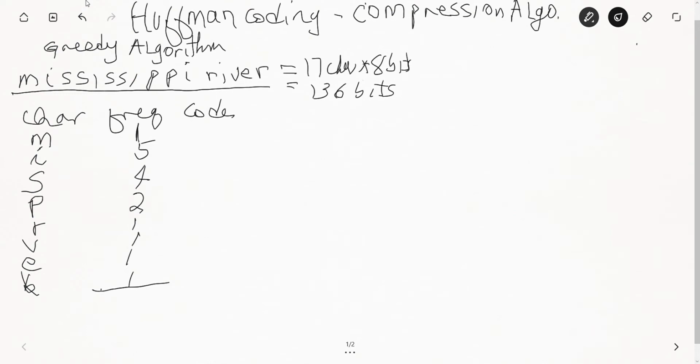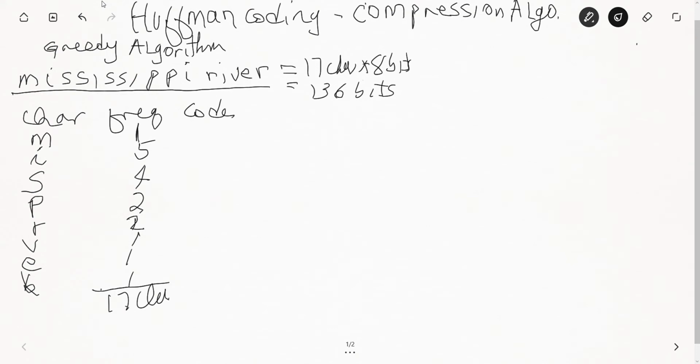The I's are 1, 2, 3, 4, 5 I's. There's one M. The S's are 4 S's. The P's are 2 P's. The R's are 2 R's. That's where my problem was. So let me put that together. Now if I add these up, I get a total of 17 characters. That has to match. Good, we caught that.